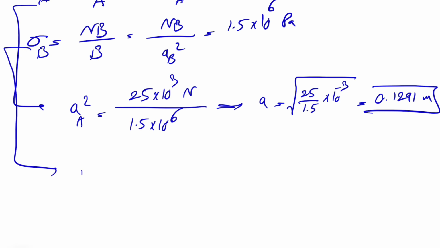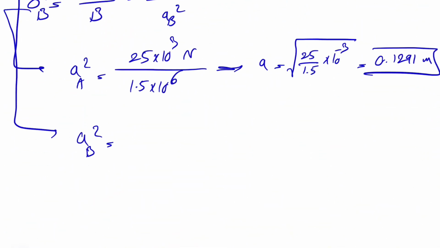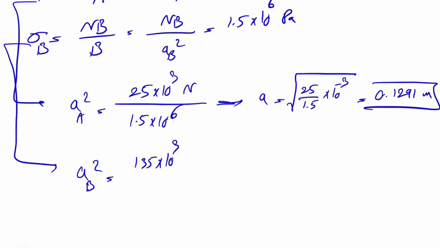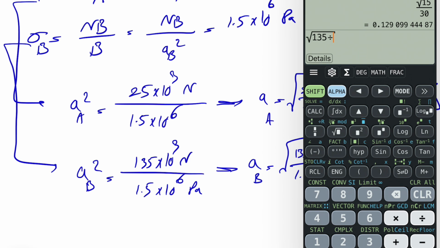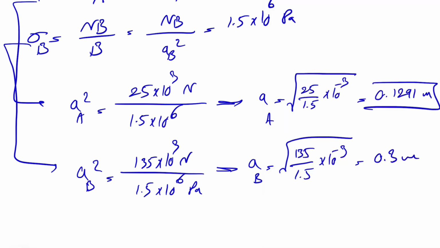If we do the same thing for B, a_B squared would be NB, which is 135 kilonewton, divided by 1.5 times 10 to the 6 Pascals. So our a_B in here would be the square root of 135 divided by 1.5 times 10 to the minus 3. So 135 divided by 1.5 divided by 1,000. This is going to give us 0.3 meter.